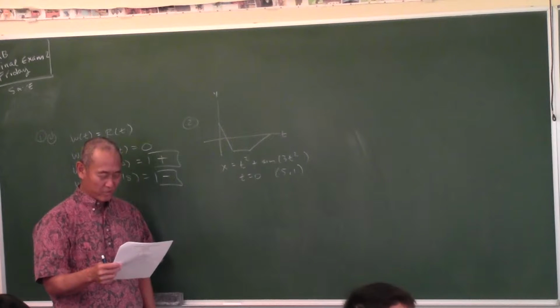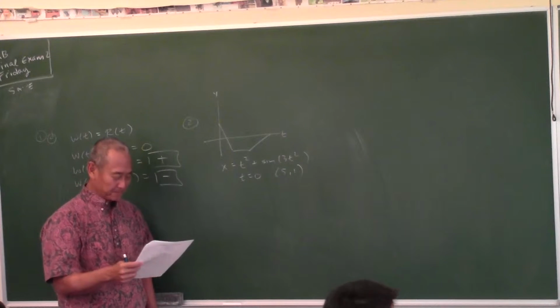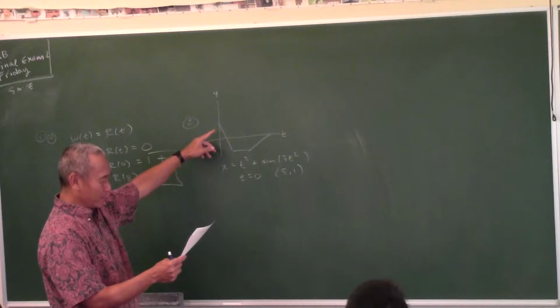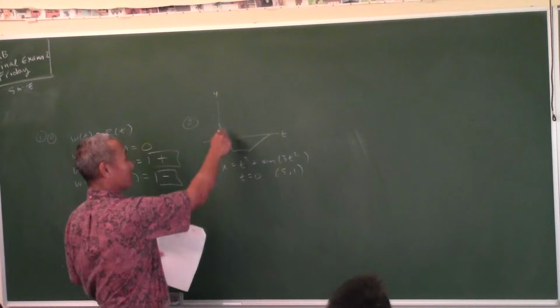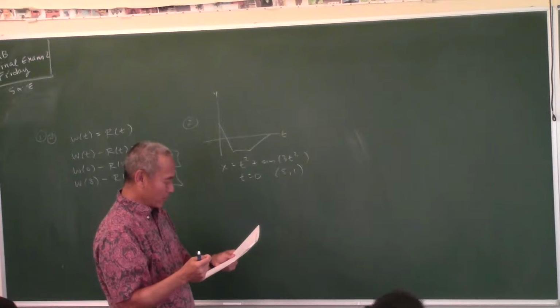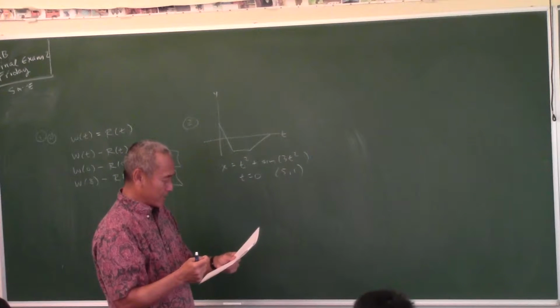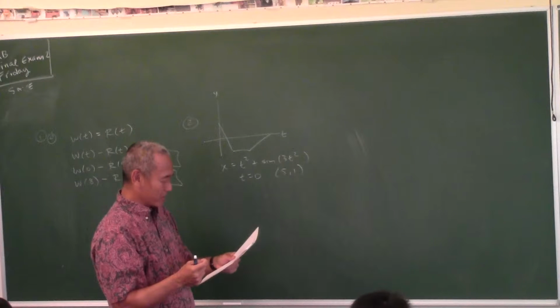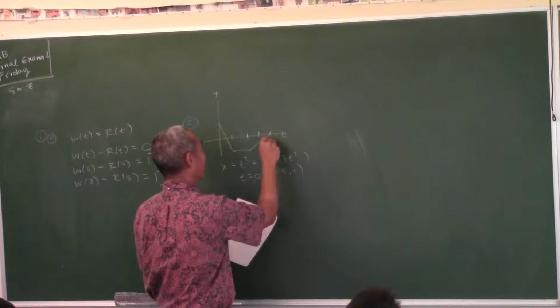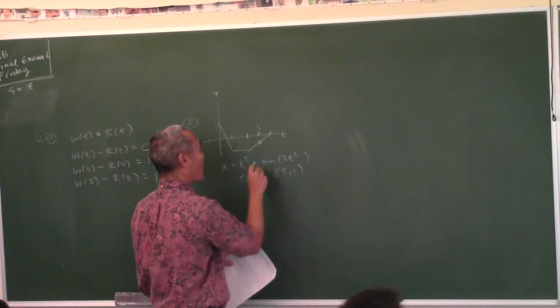At t equals 3, the y is at -1. Because this is the graph of y, so they want at t equals 3. It says find the position of the particle when t is 3. So when t is 3, 1, 2, 3, 4, right there, here's 3. What is the y value right there?